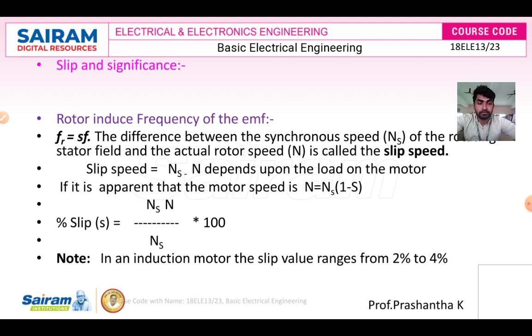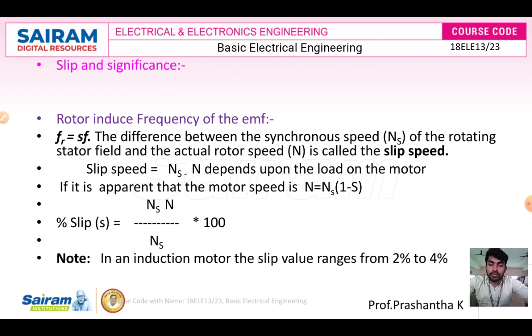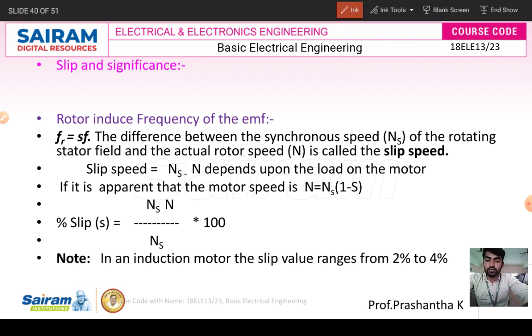Slip is the ratio of slip speed to the synchronous speed. That slip is equal to Ns minus Nr divided by Ns, in percentage. Ns minus Nr is the slip speed, Ns is the synchronous speed. I'll write the equation again. I'll not draw a diagram because we already discussed the diagram. Slip is equal to Ns minus Nr divided by Ns. Ns minus Nr is the slip speed, Ns is the synchronous speed.